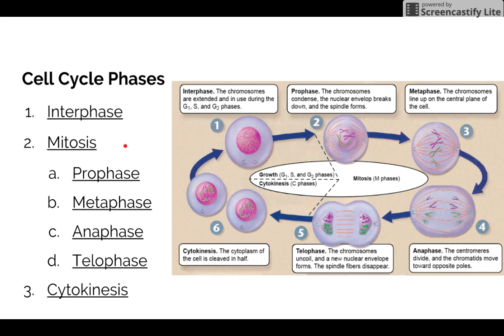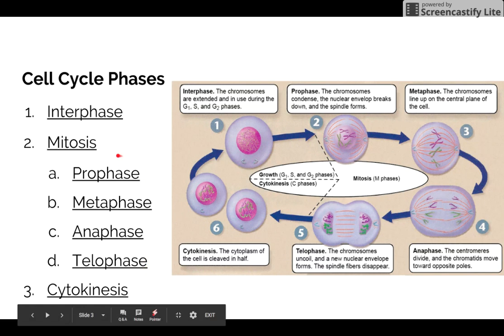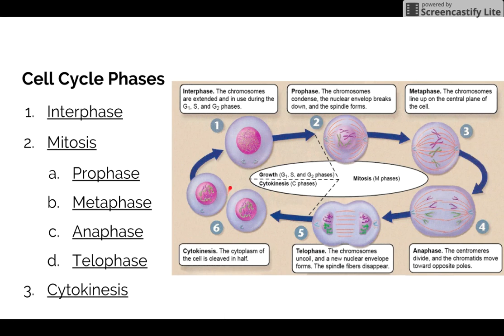Then mitosis is the process of dividing. So this is actually all the dividing process. And these four here, prophase, metaphase, anaphase, and telophase, these are the phases of mitosis. And then the last phase is cytokinesis, when it actually finally splits. It cleaves. It's no longer just one, it's two.